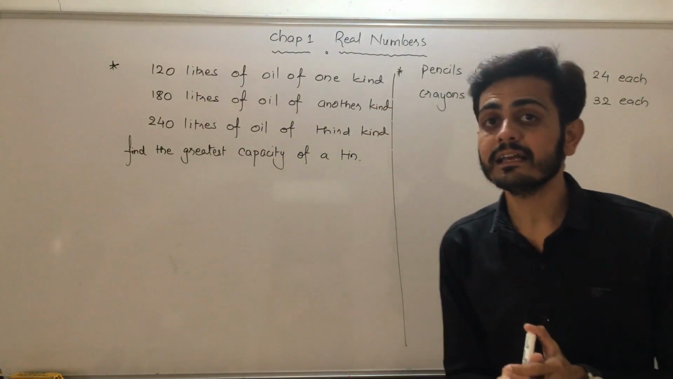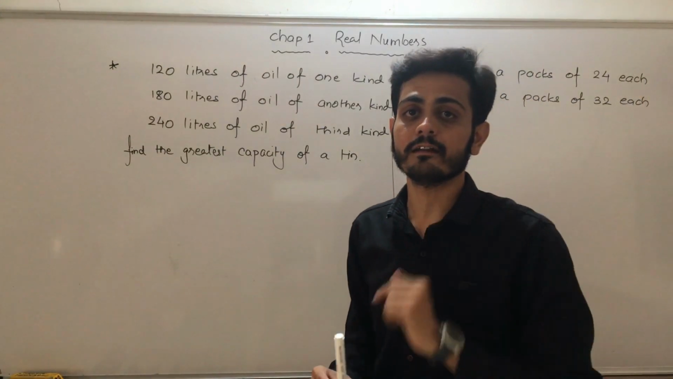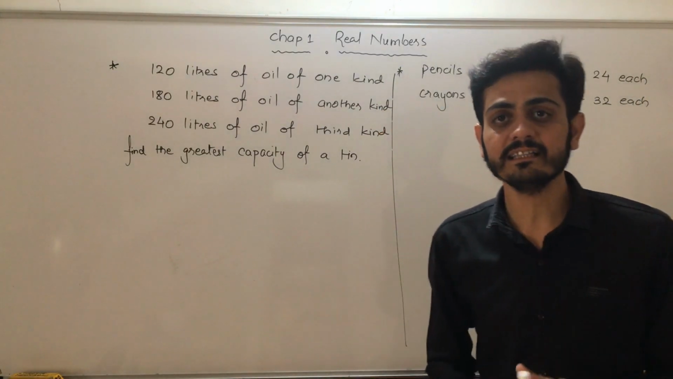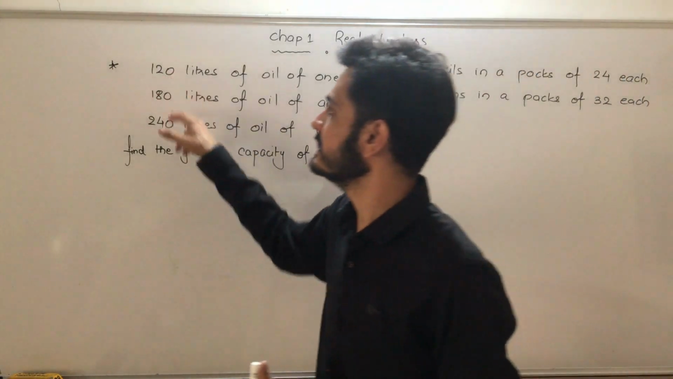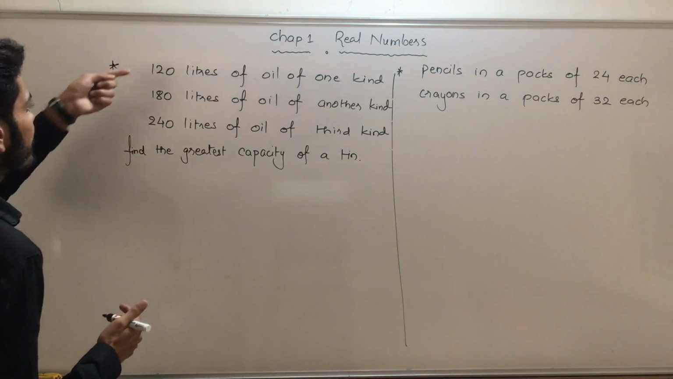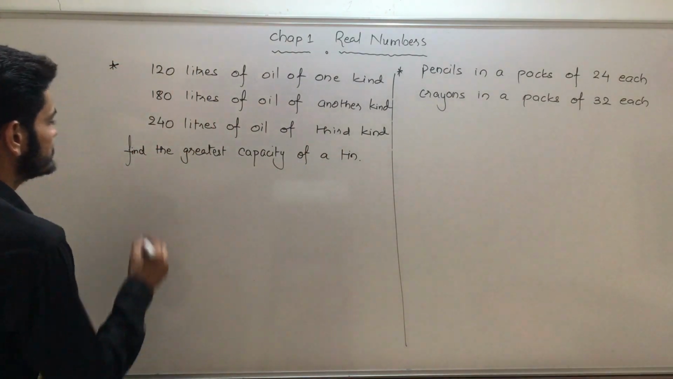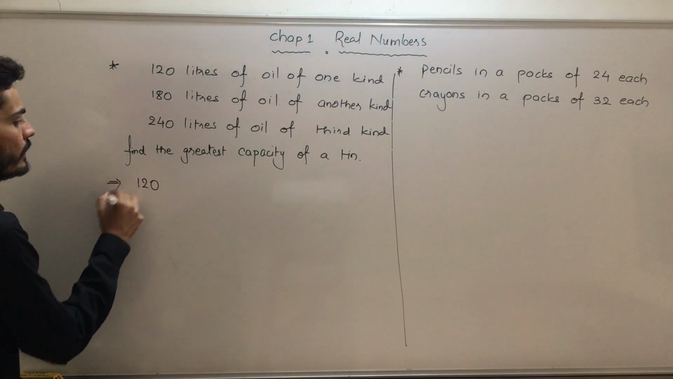Take this word greatest, that is the highest or highest common factor. Greatest is similar to the highest. Then we directly need to find the HCF of the given three numbers, since that is the capacity of such a tin. So let's find the HCF of the given three numbers, that is 120, 180 and 240. Do the prime factorization of 120.